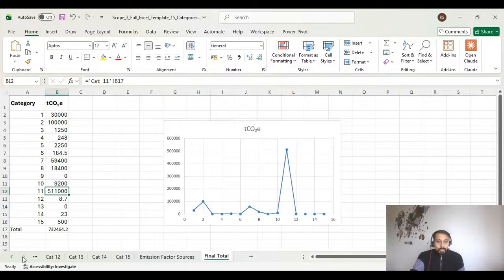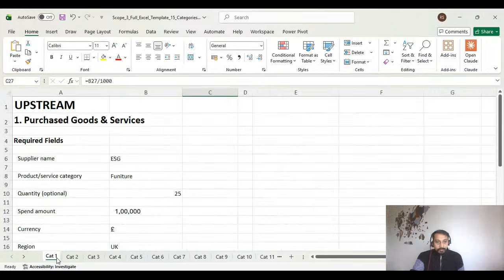So the overall total is very typical for category 11, and we see each and every category very well. It is a very typical calculation to understand your raw data, to understand the formula, and to remember all the formulas. So the final conclusion is that category 11, which is use of sold products, and category 15, investments, typically dominate the overall scenario for our example.